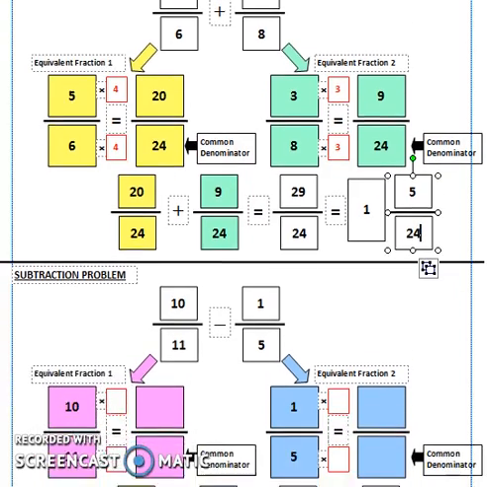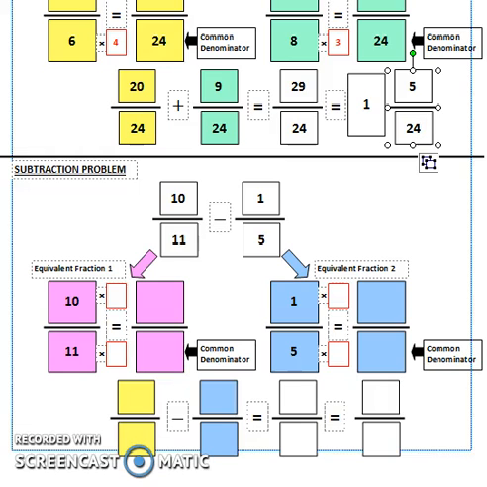So I'm going to scroll down to my subtraction problem. Alright, my subtraction problem is 10 over 11 subtract 1 over 5. I've brought down my first fraction, 10 over 11, and I've brought down my second fraction, 1 over 5. So my common denominator, in this case, I simply multiplied the two denominators, and I got 55. So I'm going to type in 55 as my common denominator.